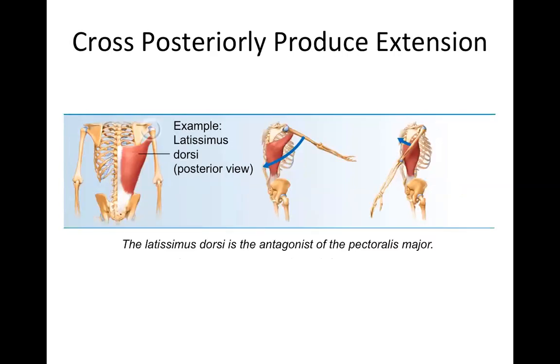Things that cross posteriorly are going to do extension. So our lats in our back are going to pull the arm back for extension. So again, it will help you to think about where the muscle is. And if you put your hand there and imagine something pulling in that direction, that will help get you in the mindset for what the movement is going to be at that joint.